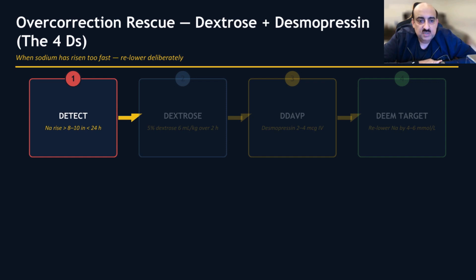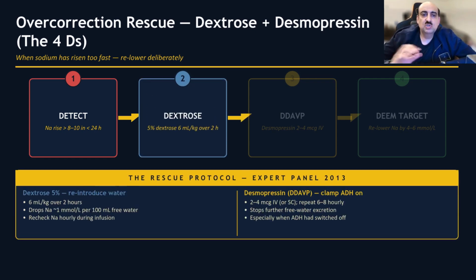Dextrose and desmopressin. So first of all, you need to detect it properly. You need to anticipate the urine output going up and the sodium rising rapidly above the ceilings and the threshold. That means you have to act aggressively and preempt. So 5% dextrose given at 6 milliliters per kilogram body weight over 2 hours. Each 100 ml of free water drops sodium by about 1 millimole per liter. So that's the key thing. So recheck sodium hourly after the infusion.